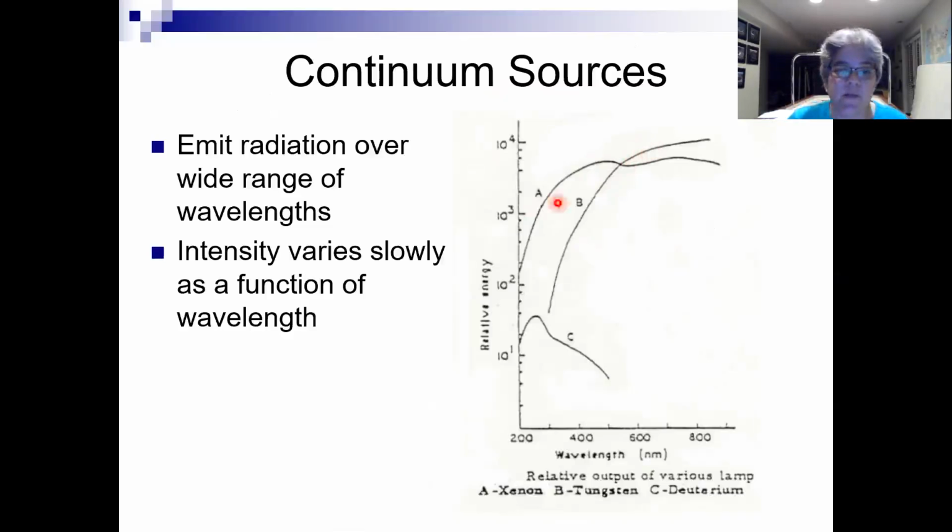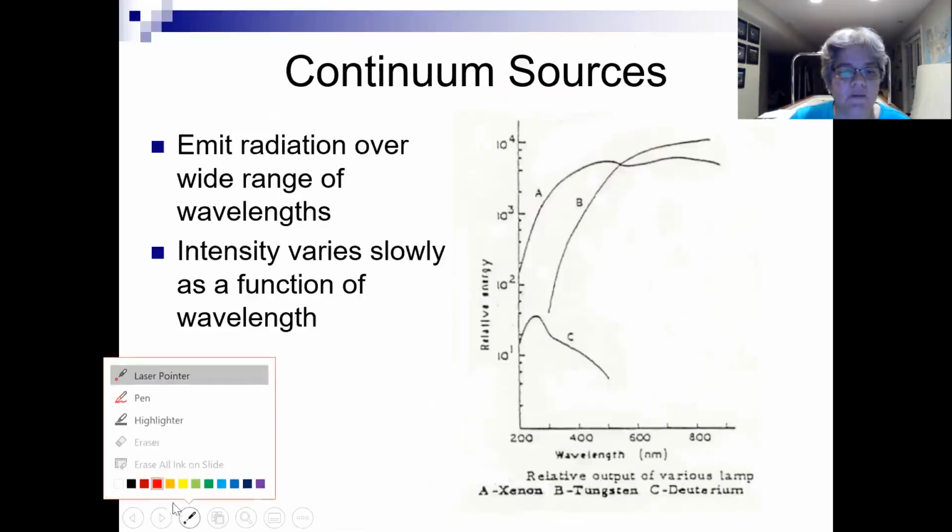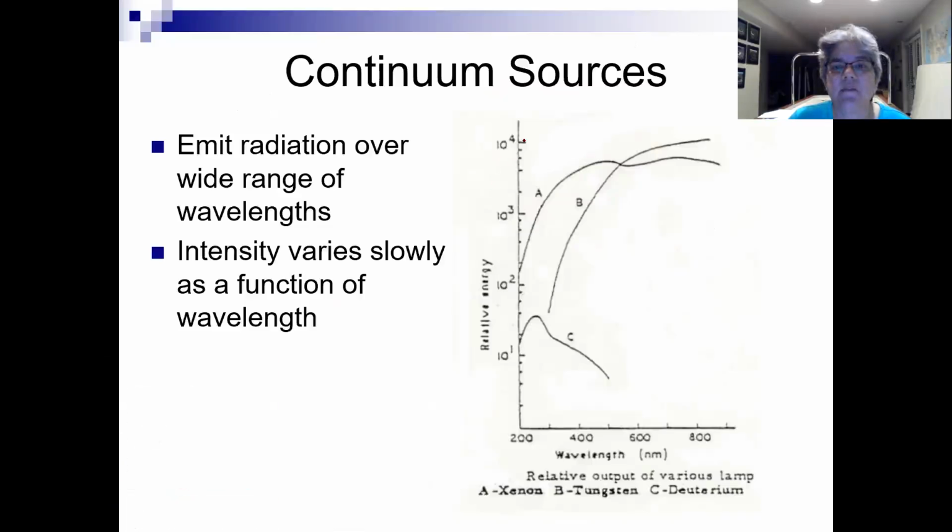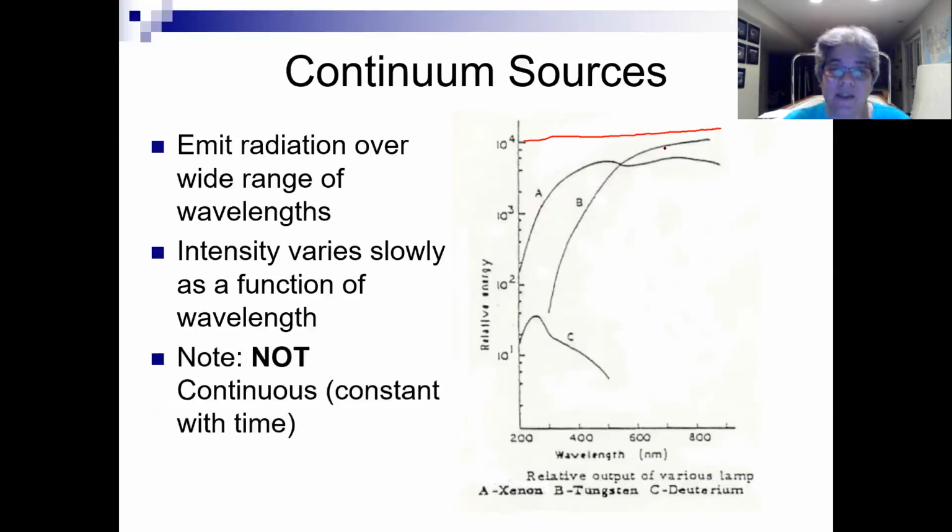Now it is changing with wavelength. Remember what I said, what I'd really like is to have a very high intensity that was the same at every wavelength, but that's not actually possible. So this is typically what they look like, and notice they change slowly with wavelength. One note about the English, notice that this word is continuum. That's different than the word continuous. The word continuous means constant with time. This kind of source is called continuum, so a little bit different words.